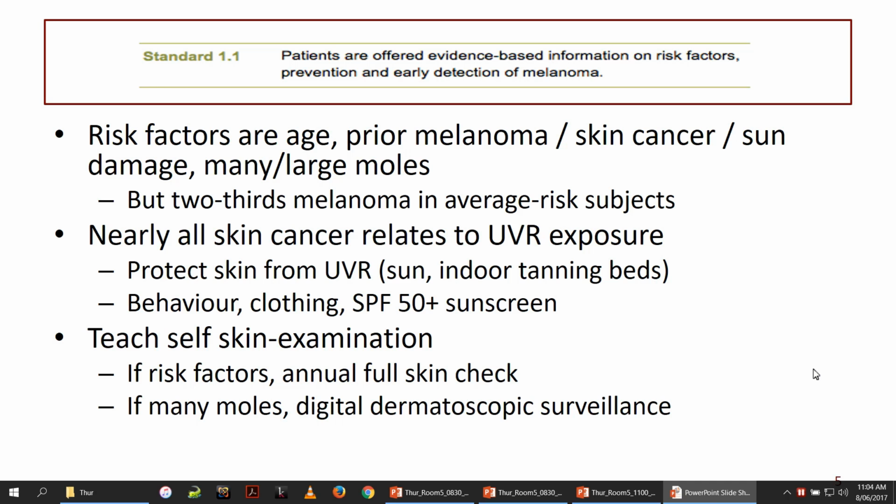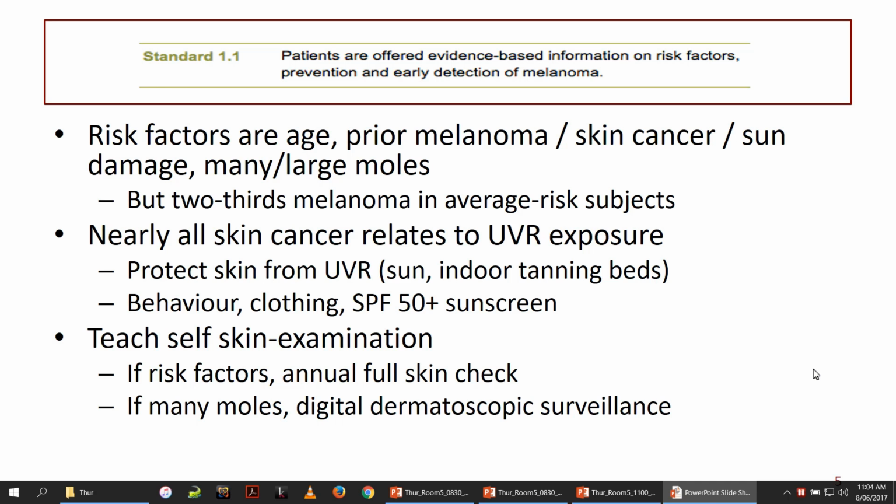Thank you. So please do read the standards and become aware that these refer to you and your patients. So firstly, that you will offer your patients evidence-based information on risk factors, prevention and early detection of melanoma. So we need to understand who is at risk of melanoma and other skin cancers. But despite that, we know that in melanoma, two thirds of patients might be classified as average risk for melanoma and not particularly high risk at all.